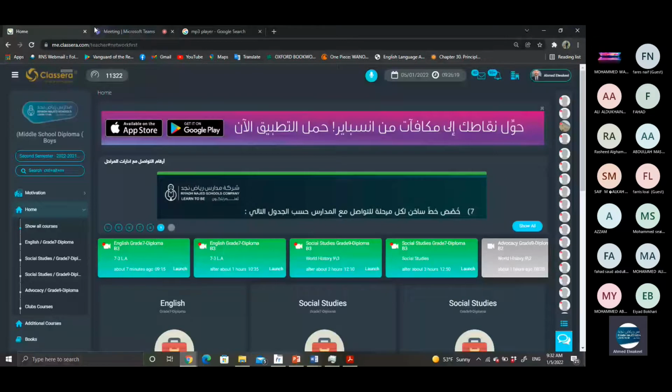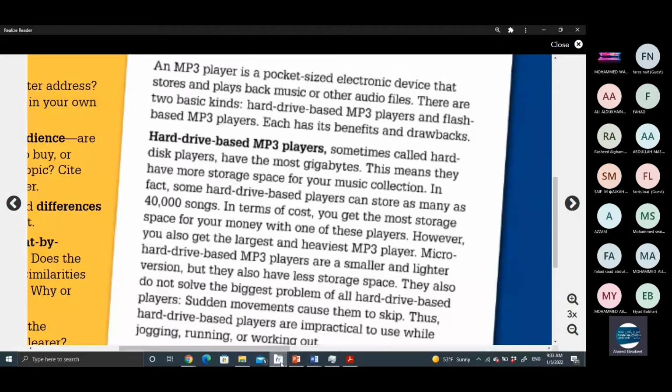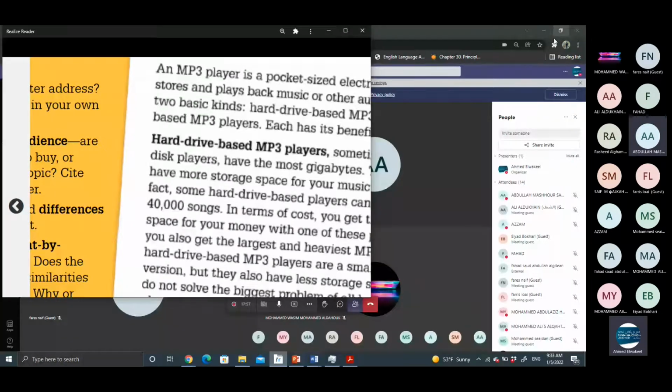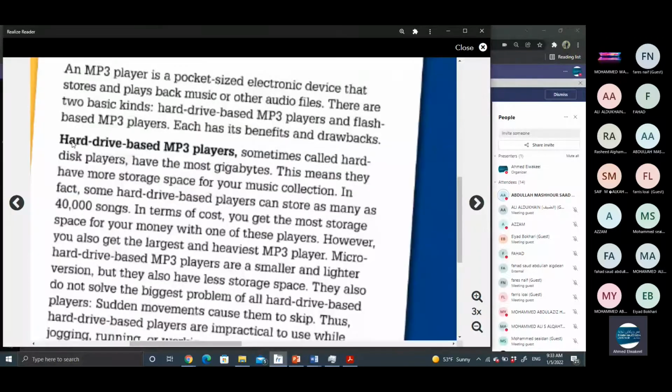Let's see. Abdullah Albiz. Yes, teacher. Okay, can you read, please? Okay. Which one? Hard drive based MP3. Okay. Hard drive based MP3 player.